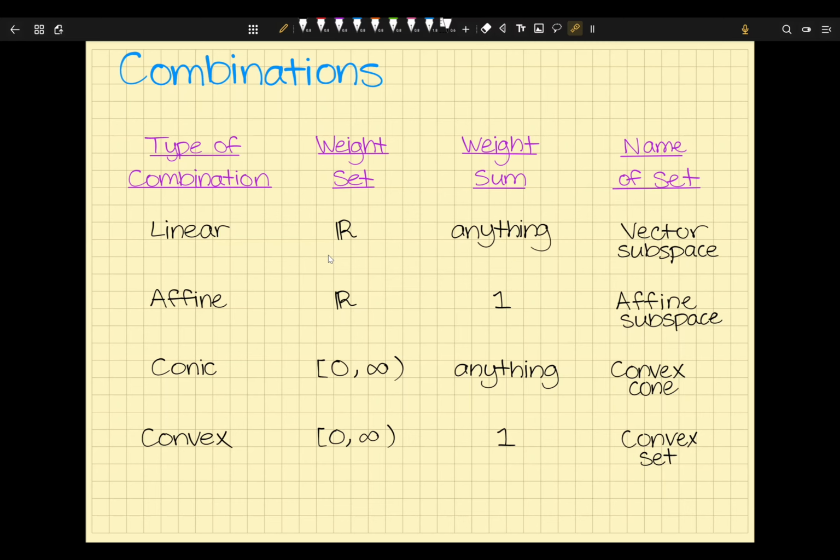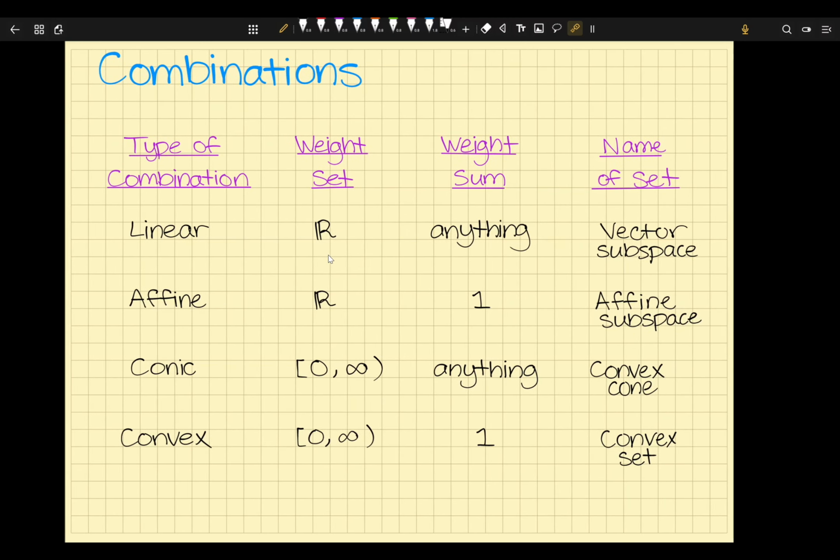And then there's some other combinations that you can do. A conic combination is where your weights must be non-negative and they can sum to anything. And this gives you a convex cone. And then if you've ever heard of a convex hull, well, this is a linear combination where, again, your weights are non-negative, but now they must sum to 1. So call this a convex set, convex hull, same thing. I'll show you some pictures of what these look like.